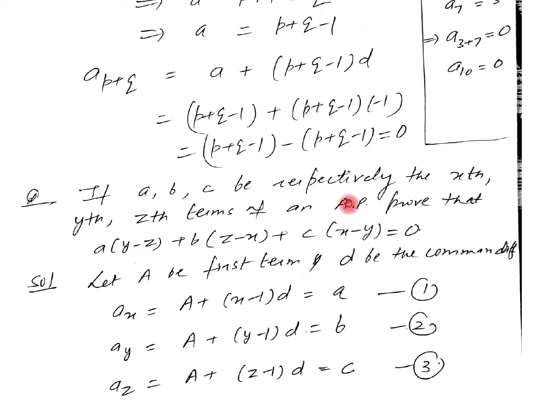Now it is given that the xth term, it means ax, is given to be a, ay is given to be b, and az is given to be c.